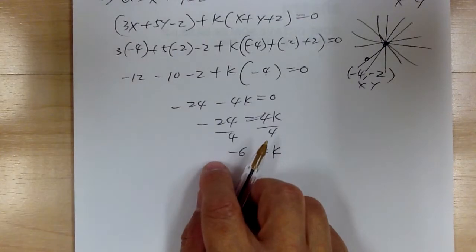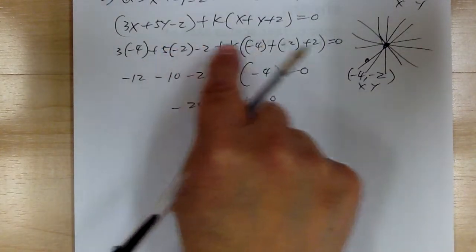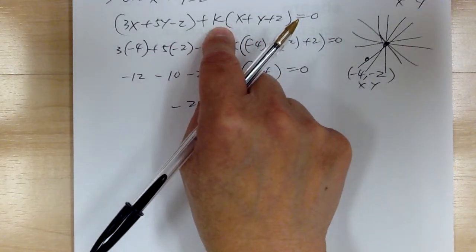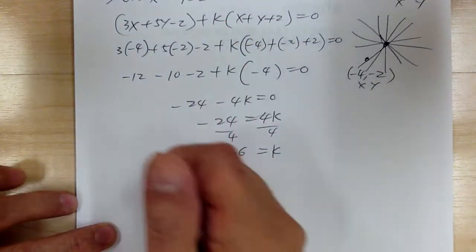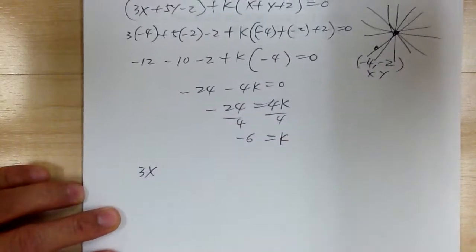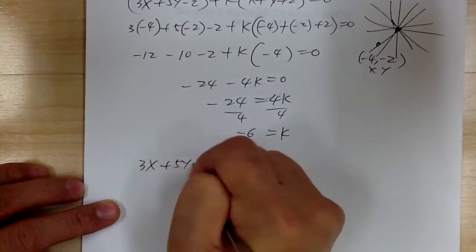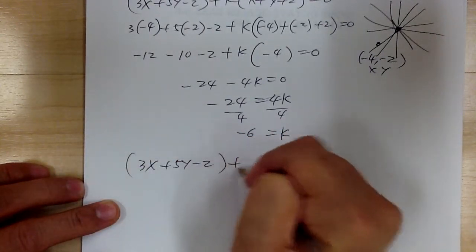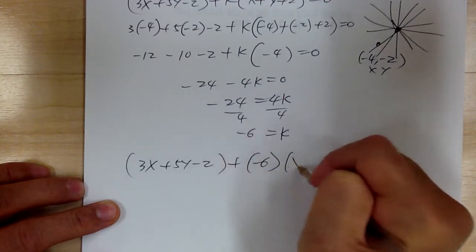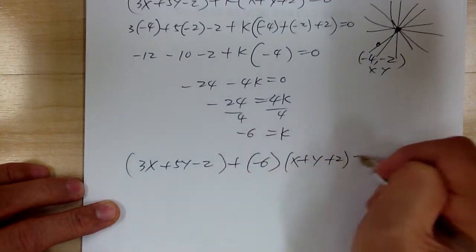So once I find k equal to -6, okay, then I can put it back into here and then can work it out. Okay, so I get 3x plus 5y minus 2 plus -6 times x plus y plus 2 equal to 0.